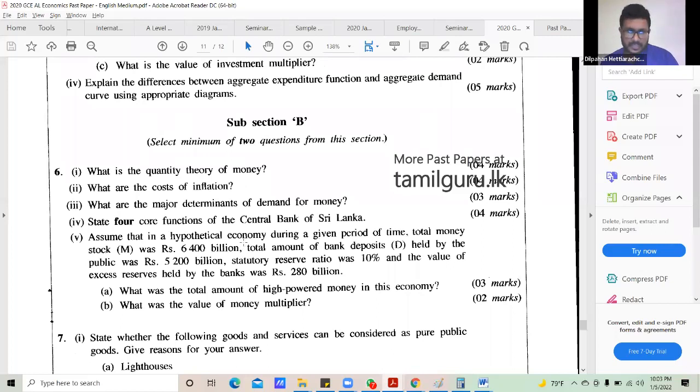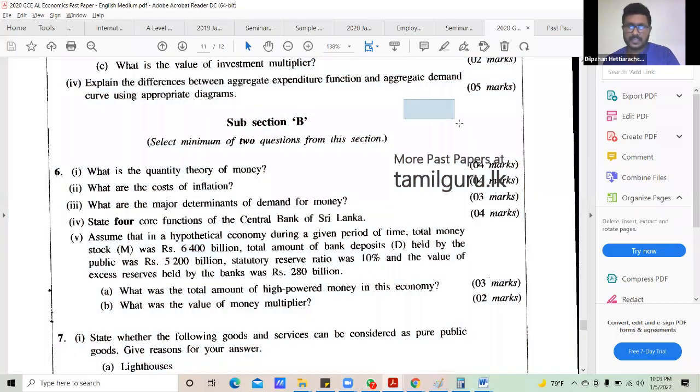The question continues and tells us total amount of bank deposits, D, held by public was 5,200. So the demand deposit value is 5,200. You have these two numbers. What is the difference between these two numbers? 6,400 is CP plus DD. 5,200 is DD. The difference is CP. What is CP? Currency held by public. So 1,200 is the currency held by public.